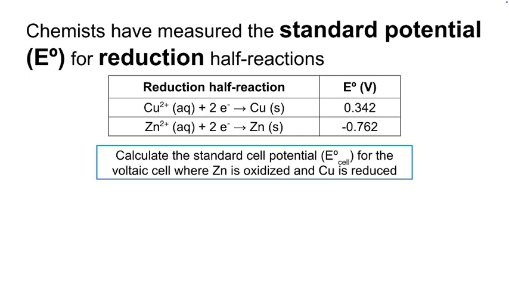Why does it become important? If I want to know the standard cell potential for a voltaic cell where zinc is oxidized and copper is reduced, I'm going to have to take that language and apply it to the chemical reactions above, to organize them into the proper orientation so that I can then calculate my cell potential. It is officially a blue box. You guys want to give that a shot?